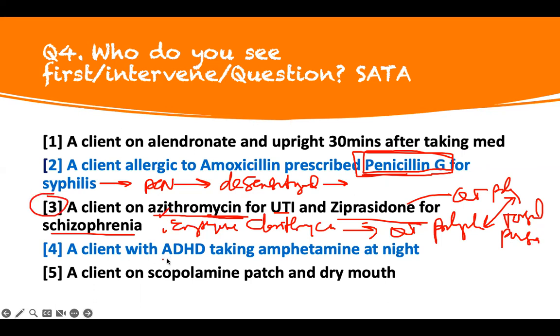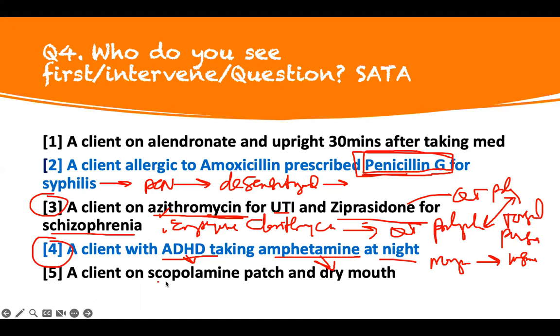A client with ADHD taking amphetamines at night. We know you need a stimulant, but the stimulant should be taken during the day, early in the morning. Morning, because what? It causes insomnia. If you take it at night, you're not going to sleep. So that's a problem. Intervention.